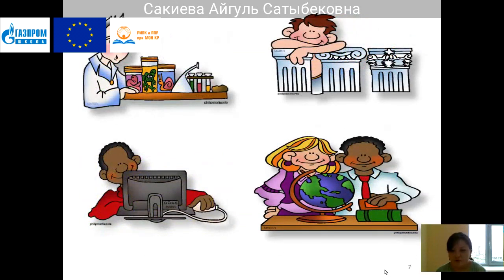We have more subjects here. What's the name of the first subject? Nursultan, you're writing in Russian. Can you change the language? Biology. Yes, you're right. This is biology. Next, what about the second picture? What subject is it?